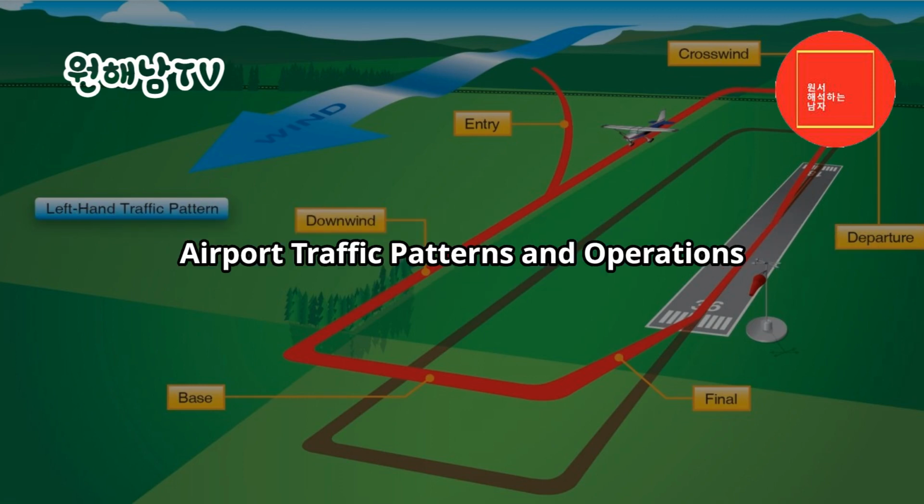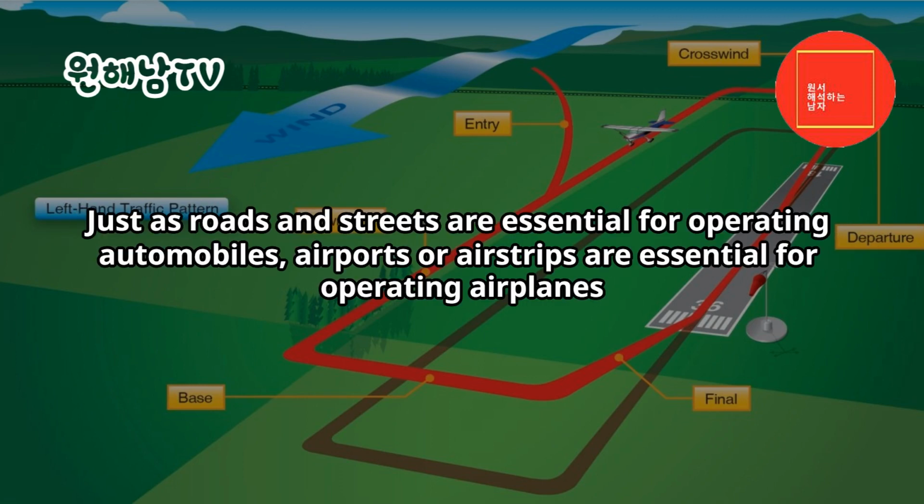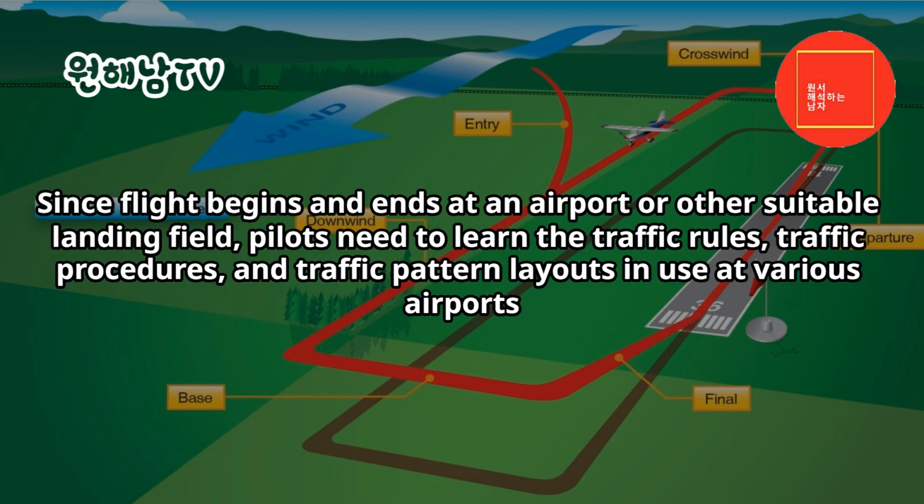Airport traffic patterns and operations. Just as roads and streets are essential for operating automobiles, airports or airstrips are essential for operating airplanes. Since flight begins and ends at an airport or other suitable landing field, pilots need to learn the traffic rules, traffic procedures, and traffic pattern layouts in use at various airports.